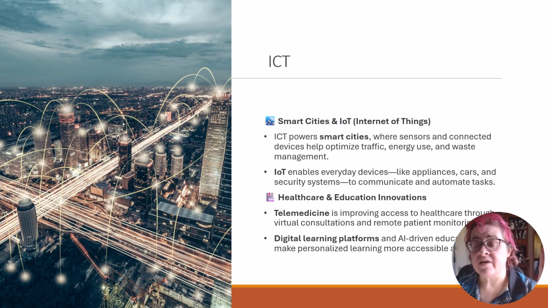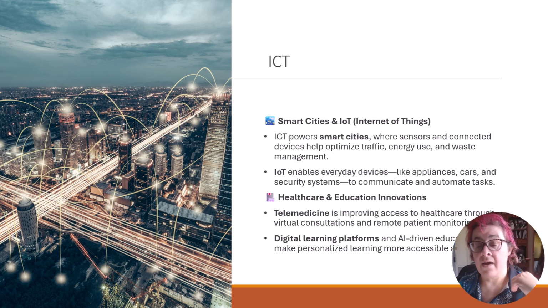Smart cities, like there's quite a few smart cities that use sensors and connected devices to help optimize traffic, energy, and waste management. IoT enables everyday devices like cars and security systems to communicate and automate tasks.